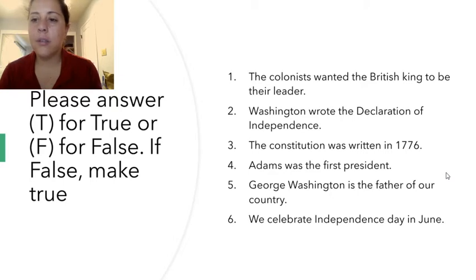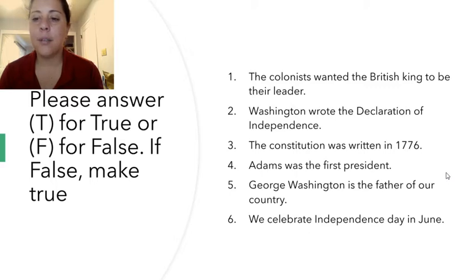Number 1. The colonists wanted the British king to be their leader. True or false? Please write your answer in the comments. T for true, F for false. Number 2. Washington wrote the Declaration of Independence. True or false? Number 3. The Constitution was written in 1776. Please answer true or false in the comments.